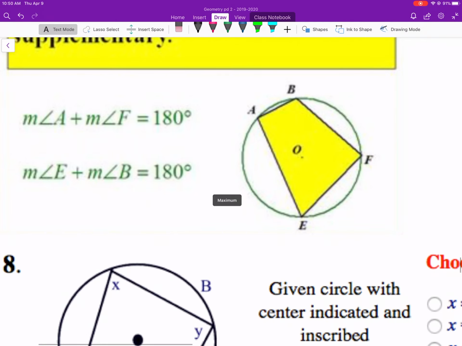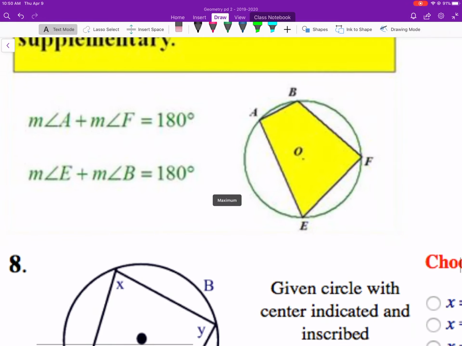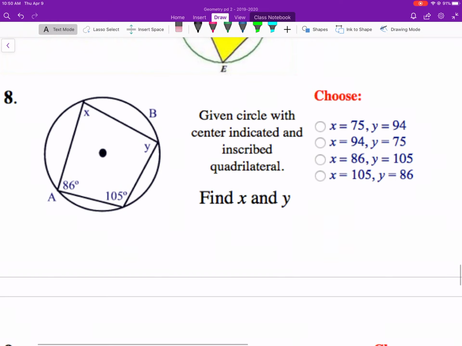When is this the case, though? It's when the quadrilateral is basically in the circle. Okay? It's when the quadrilateral is inscribed perfectly. All four vertices of the quadrilateral are points on the circle. So right now, let's say x, right? X, this is inscribed, right?